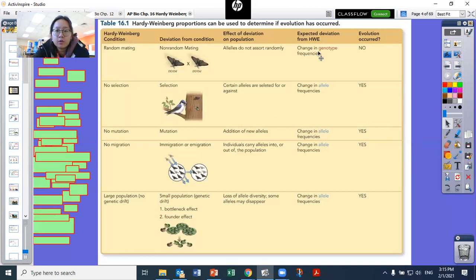As you notice over here, we're changing genotype frequencies for random mating, and evolution does not occur with random mating, but random mating does encourage that Hardy-Weinberg equilibrium does maintain and stay. So all of the other ones do cause evolution. The change in genotype due to non-random mating doesn't technically cause evolution, but it can be related to.